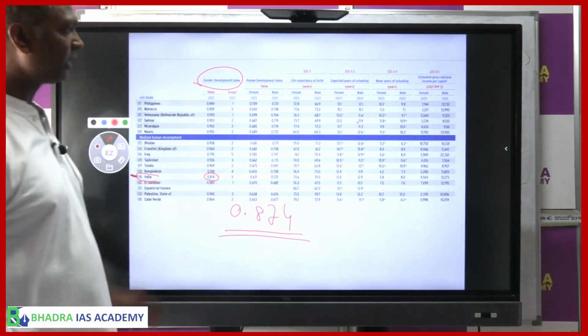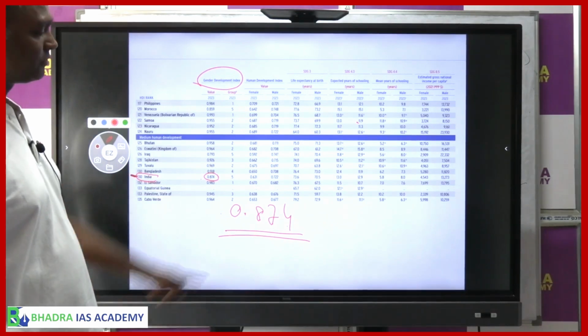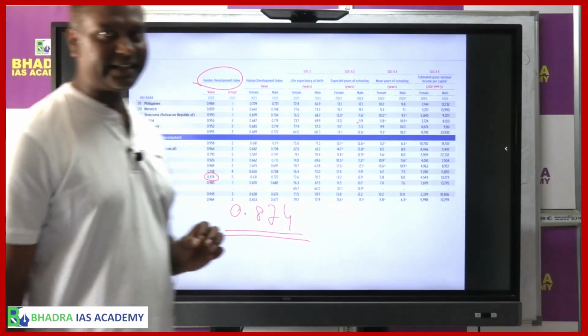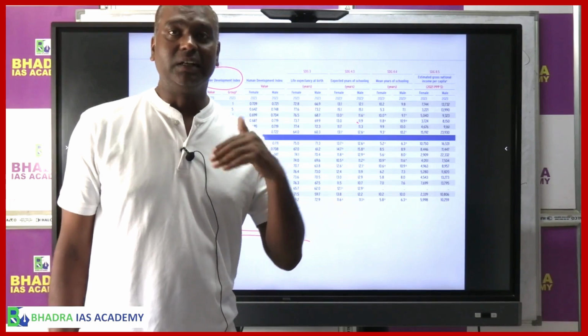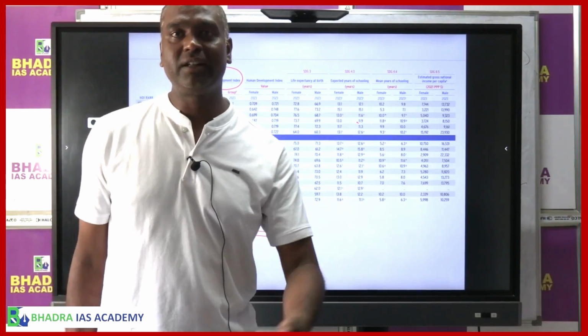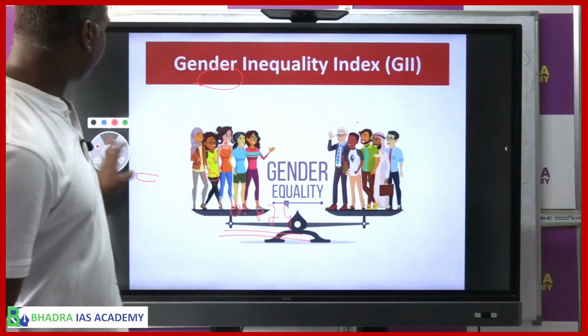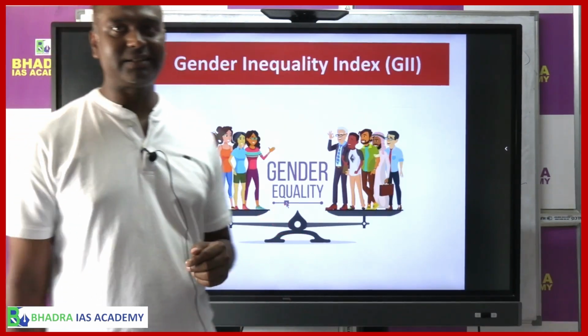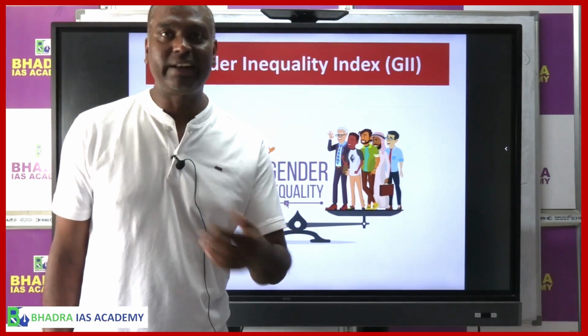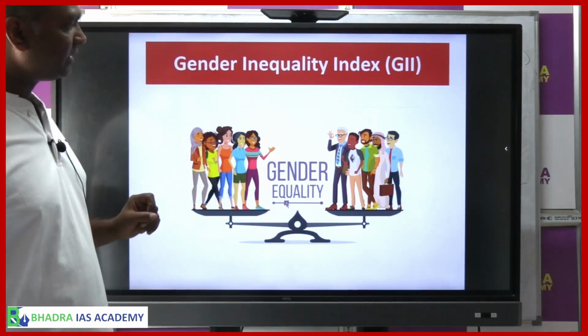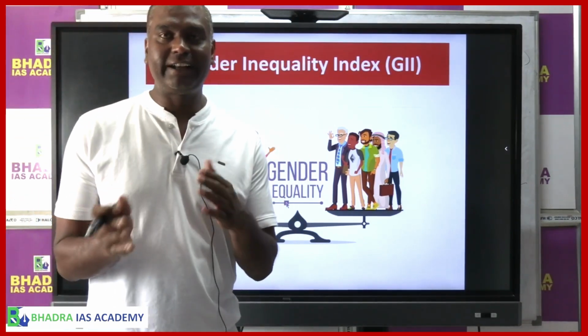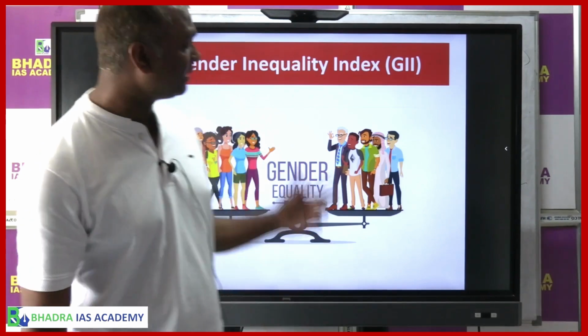0.874. Okay, that is our score in the gender development index. Our rank is not there; they normally put countries in groups, and we are in group 5. Another important index for women is the gender inequality index. This index also tries to capture the difference between male and female, but in a different way.